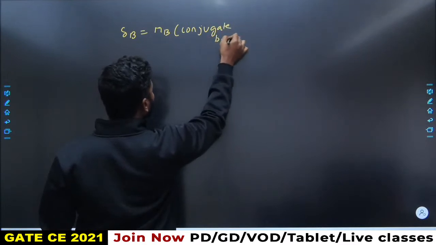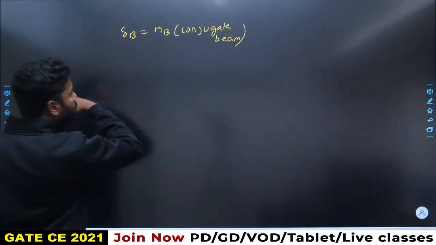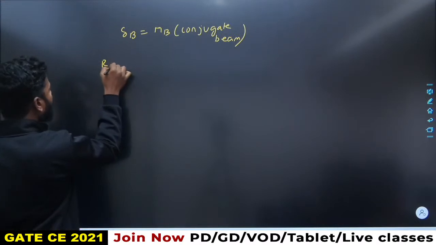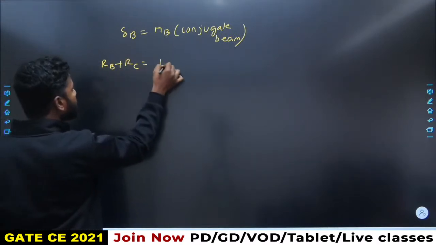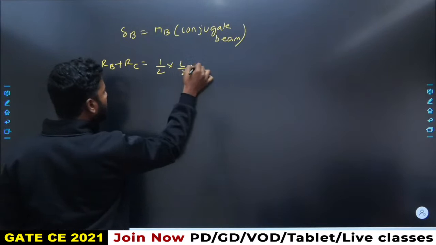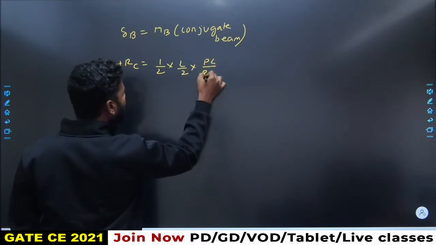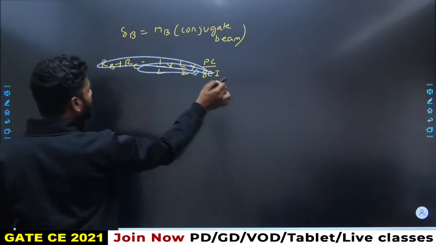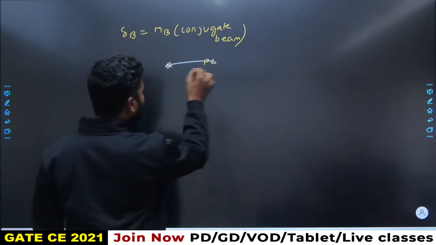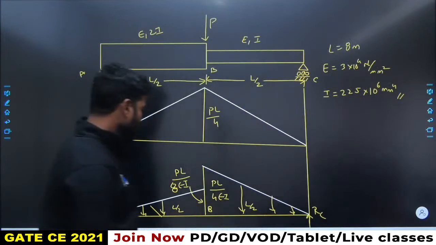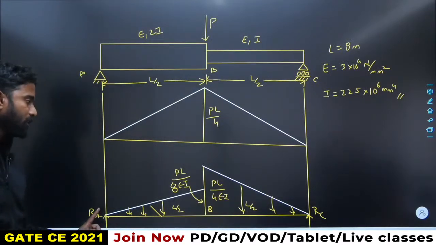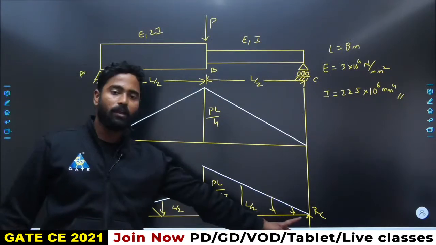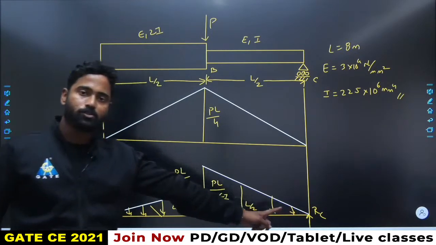Conjugate beam. Moment at B in the conjugate beam. For that, find out the reactions. RB plus RC equals half into L by 2 multiplied with PL upon 8EI. First we'll try to find out the reaction at A. For finding the reaction at A, take moments about C equals to 0.